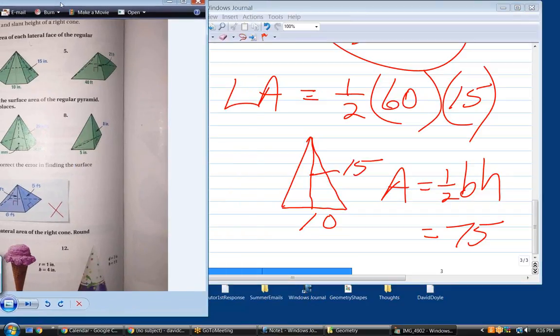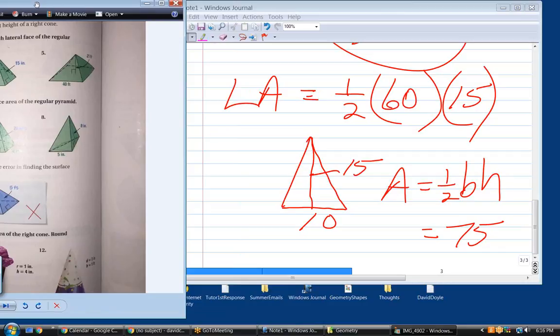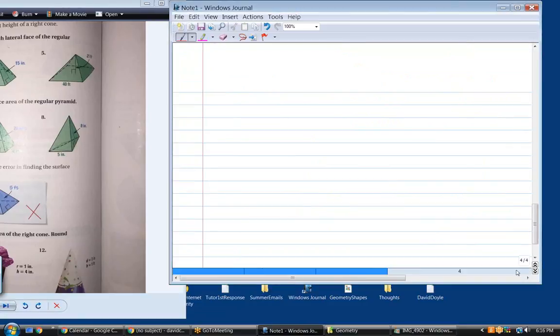So 3, 4, and 5 are really quite easy, or 5's a little different. 5, notice that we do not have lambda. So we don't immediately know what that triangle looks like. So we kind of have to do the following.